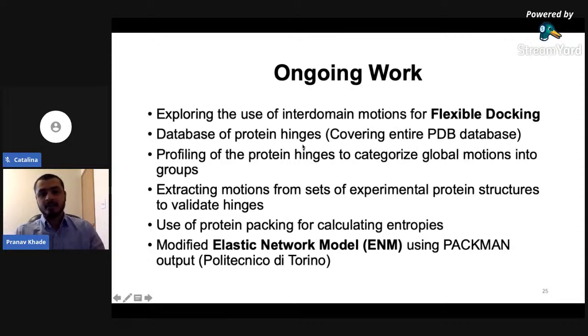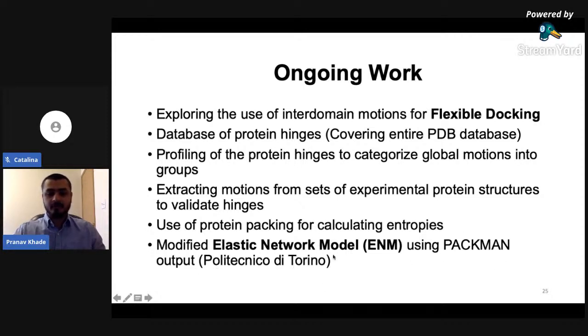Another thing which I want to do is we want to build a database of all protein hinges. The main goal is that once you have data for all the hinges, we can profile them. And once you have a new protein, before running the molecular dynamics, you can search it against the database to see what kind of hinges it has, what kind of potential motion it might have, and so on. So you will have more idea about its global motion, and before running the MD analysis you will know what to expect.